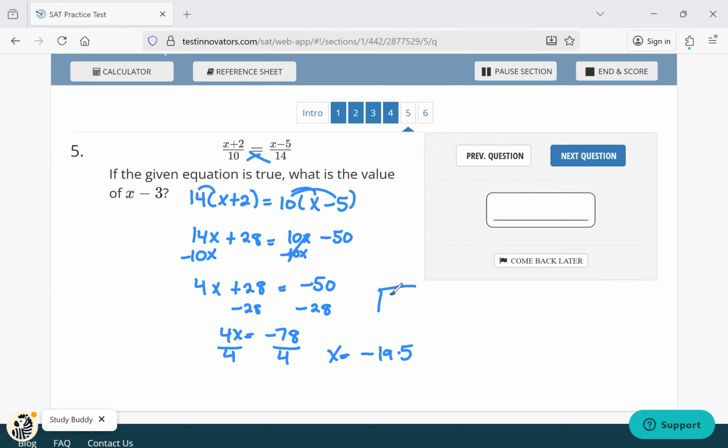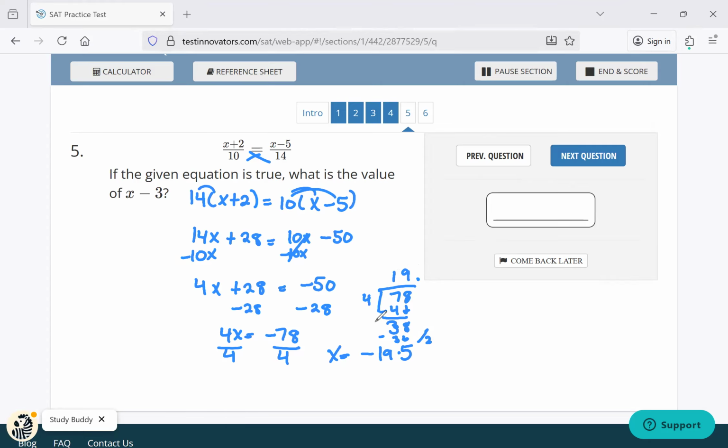Right, if you do the long way, negative 78 over 4. 4 times 1 is 4. 7 minus 4 is 3. Bring down the 8. 4 times 9 is 36. Carry the 1. 38 minus 36 is 2. Bring down the 0. That's how you get negative 19.5.